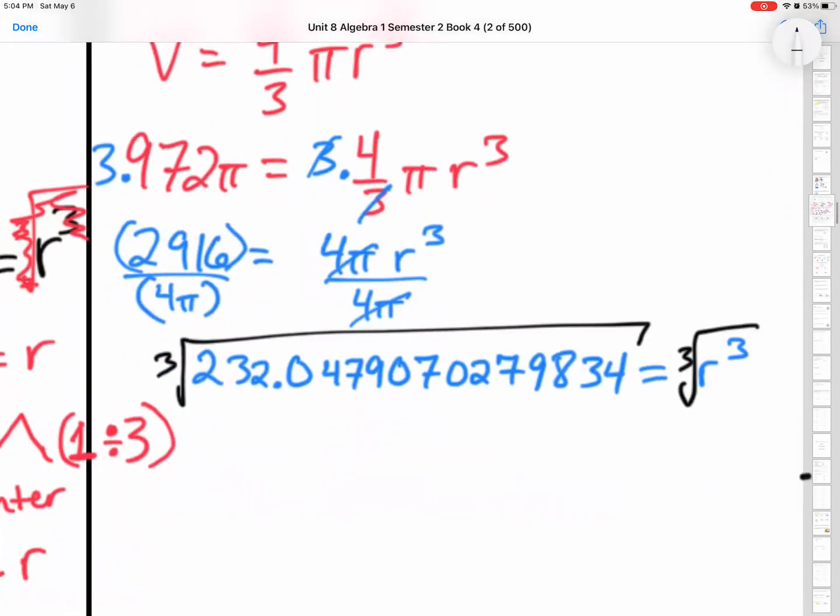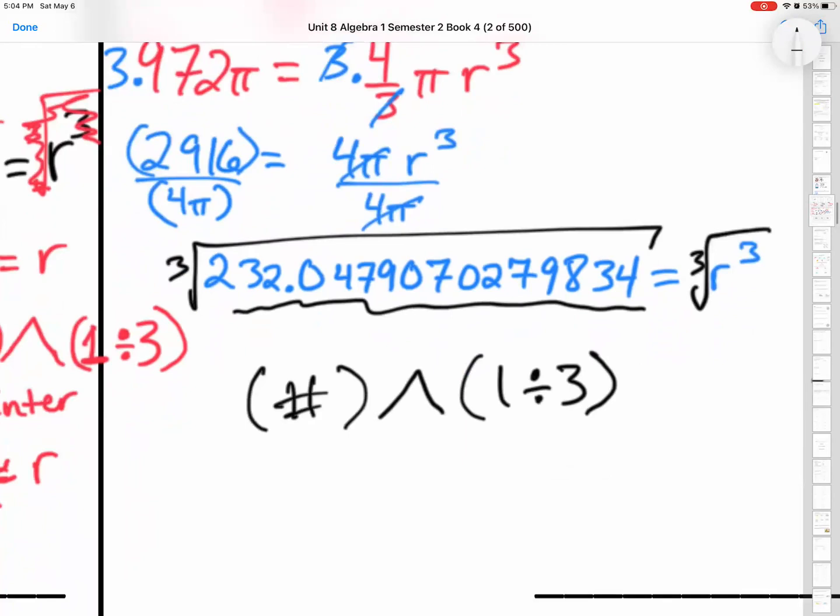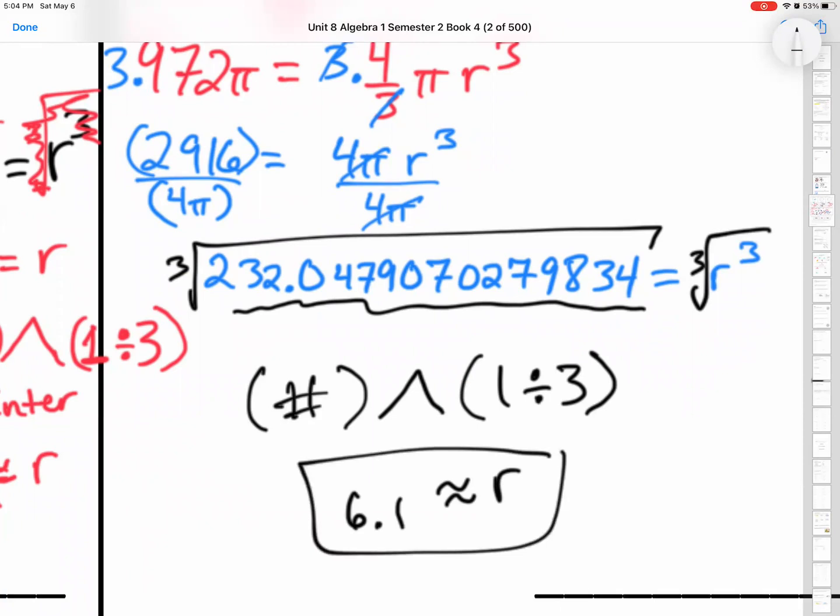This is where that calculator really does come in handy. You would open up the parenthesis, type in this huge number. And then caret, and then open parenthesis 1 divided by 3. Close parenthesis. Okay. And so when we do that, our radius comes to about 6.1. Now, again, you could do further decimals, but for right now, that's fine. Okay, so there is our radius.